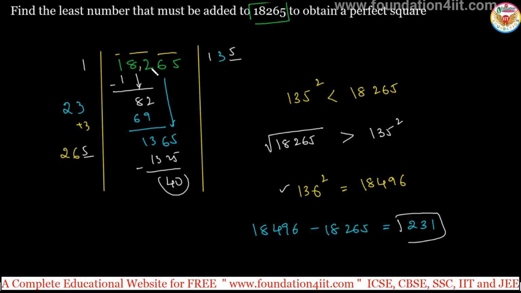The same way we should do it. What should be subtracted is the remainder you got. But what should be added is found this way: find the square of the next number, and subtract the given number from it. Whatever we get should be added. So the required number to add is 231. These are the ways we can do it.